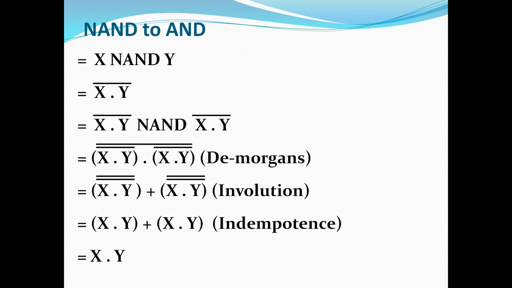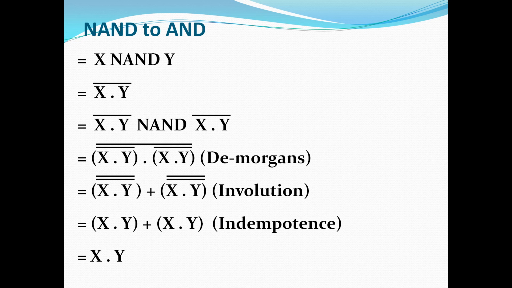Applying the involution law to (x dot y) double dash plus (x dot y) double dash gives x dot y plus x dot y. In both cases, the double dash is removed. After that, we are going to apply the idempotence law, here on x dot y plus x dot y.